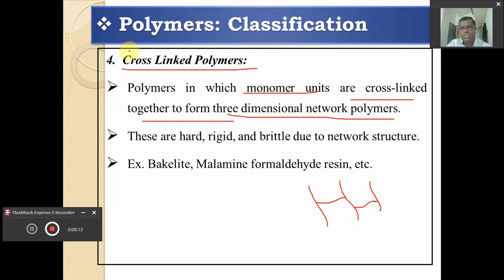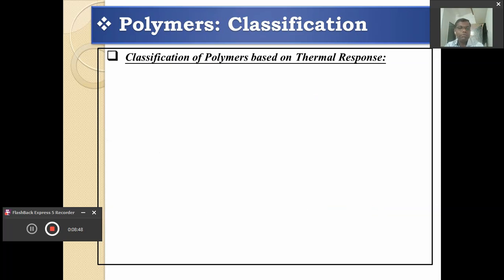So here this type of polymer shows a three-dimensional network, and these polymers are hard, rigid, and brittle due to the network structure. The examples of these cross-linked polymers are bakelite, melamine formaldehyde resin, etc. So this is the classification based upon the structure of polymer. These are generally linear polymer, then branched polymer, then cyclic polymer, and the last one is cross-linked polymer.